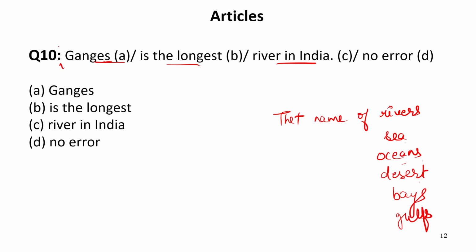Therefore, before Ganges, we have to use "the". So the Ganges is the longest river in India. Therefore, the error is in part A, so our answer is A.